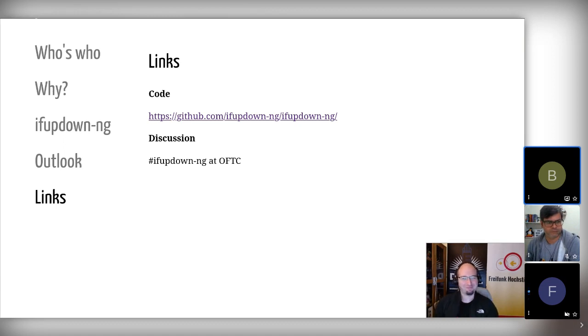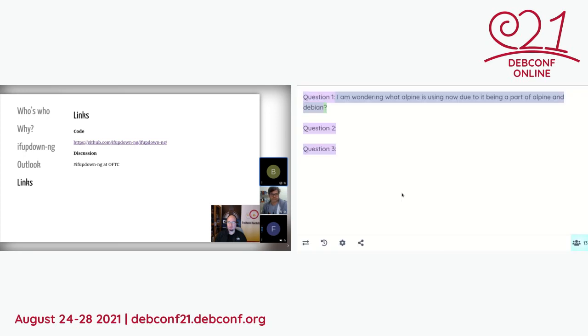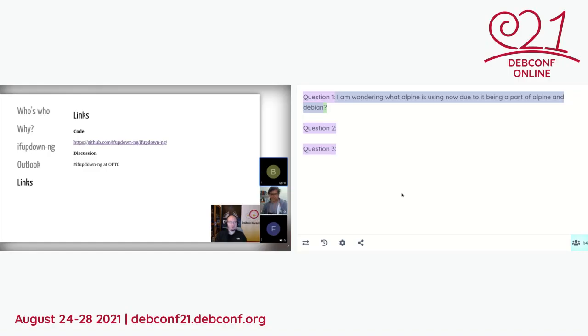Okay. Yes. So we have a question. Somebody says that they're wondering what Alpine is using now due to it being a part of Alpine and Debian. I'm not actually sure what the question is. Alpine is using ifupdown-ng as the default network configuration since 3.12 or 13, I think I said. Maybe the question came before I had that slide. Yeah, it came towards the beginning. So I guess you have already answered that.